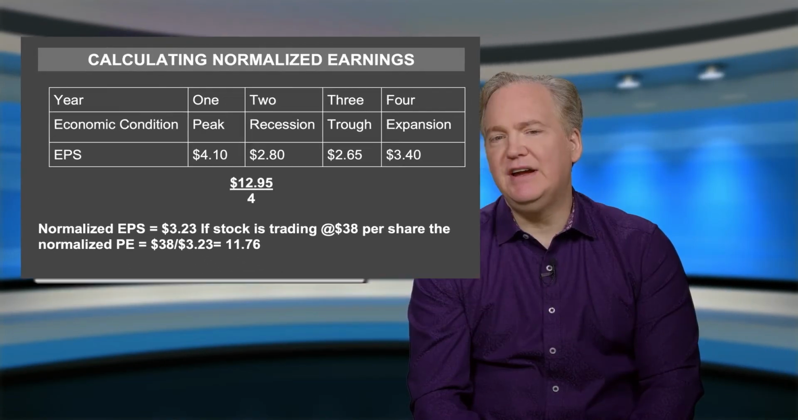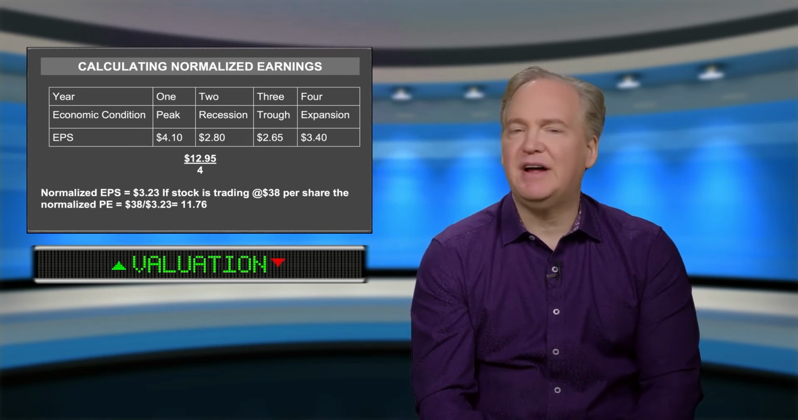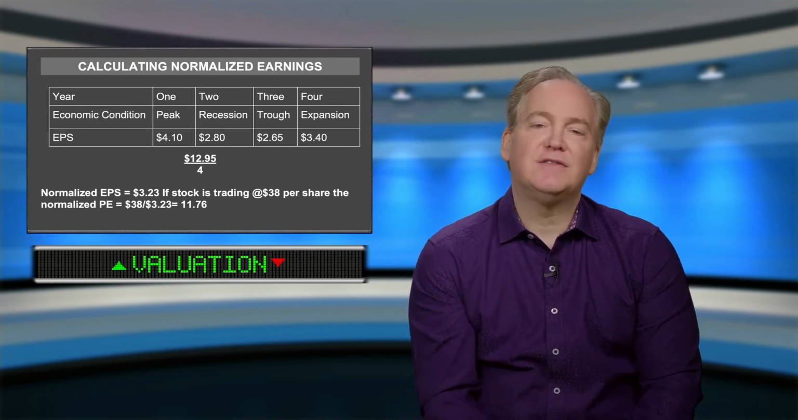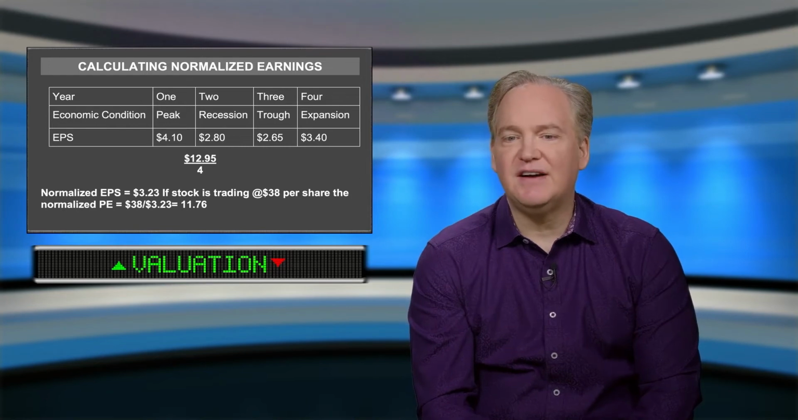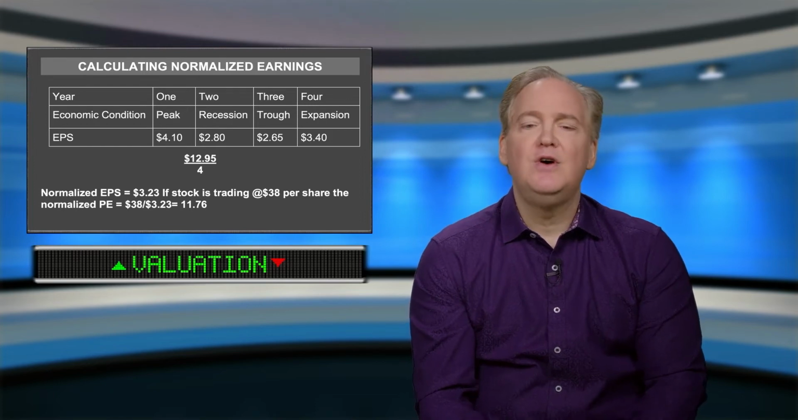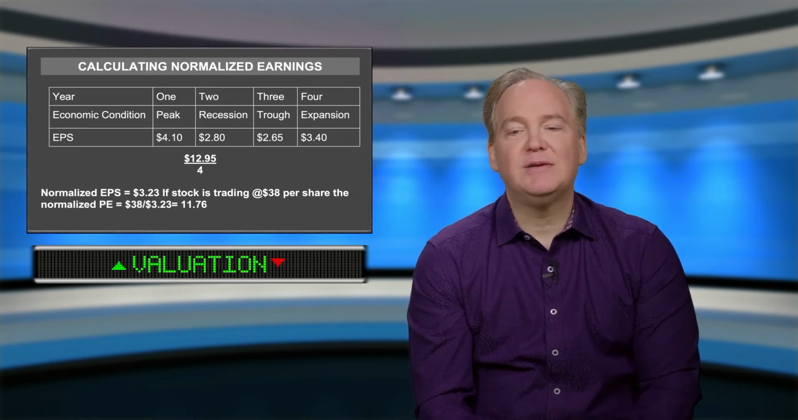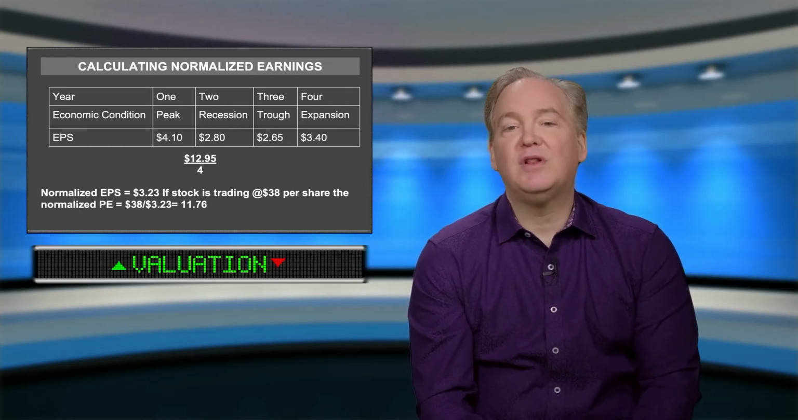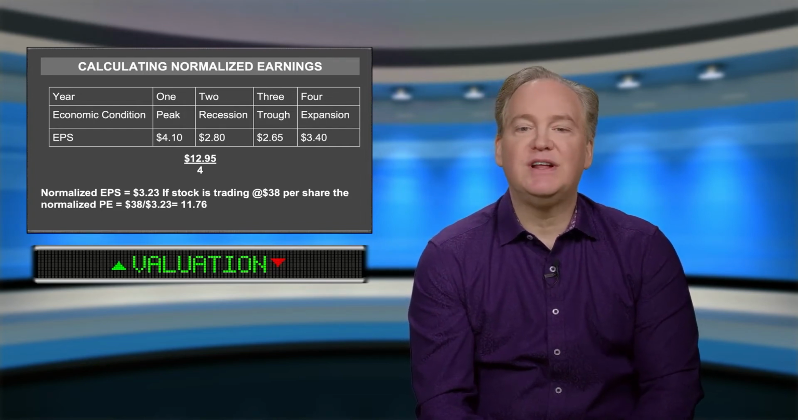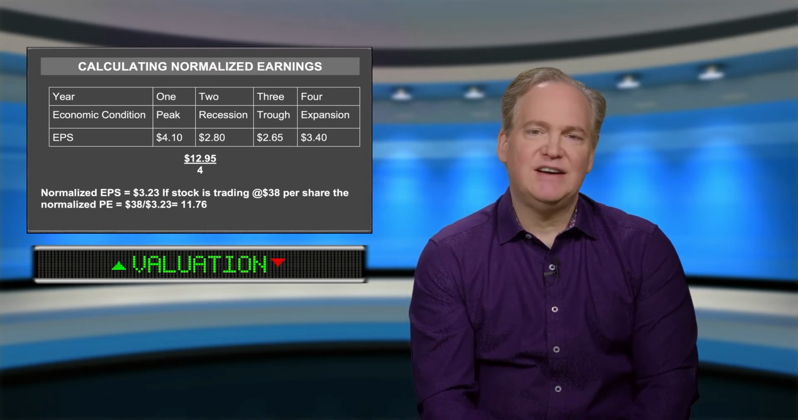$3.40. Now, what we're doing here is summing up all of the earnings over these 4-year periods, and dividing it by the number of periods in the observation, in this case 4. So the total earnings over this 4-year period is $12.95 divided by 4. Well, our normalized earnings per share as a result would be $3.23 per share. Now, if the stock was priced in the marketplace at $38, our normalized PE would be $38 divided by the earnings per share of $3.23, and we see that our normalized PE is 11.76.